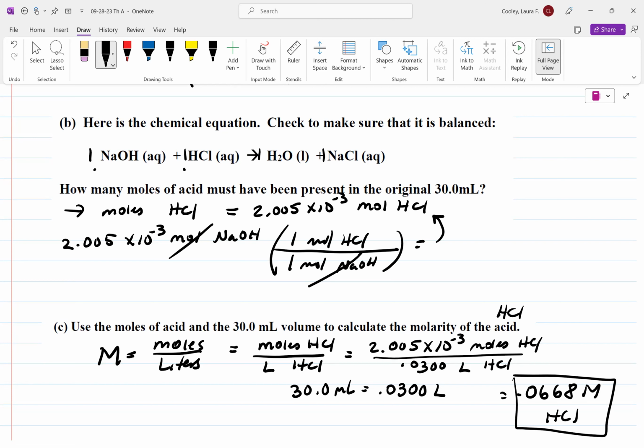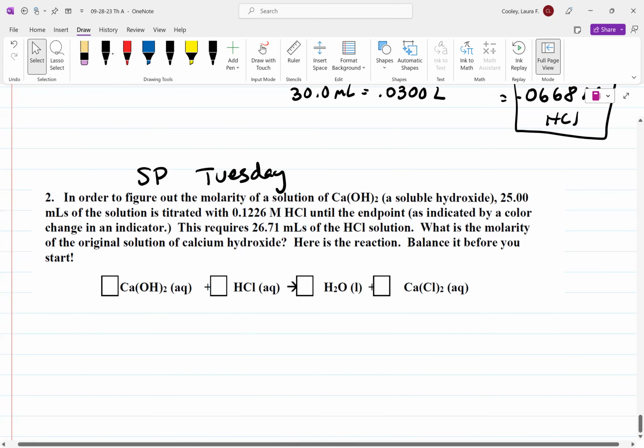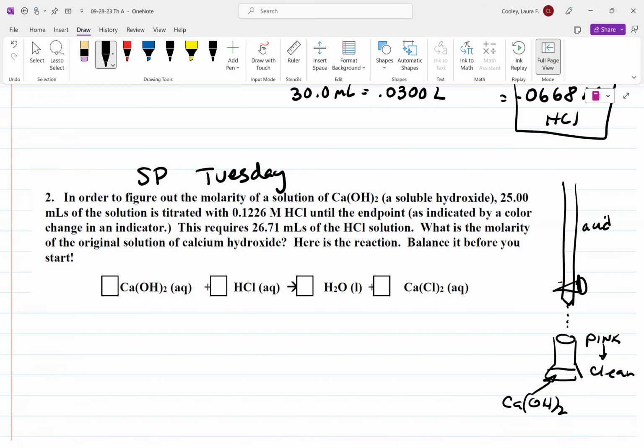If you look at the next problem, it's a little different because the known concentration is the acid. So this would have the acid in the burette, slowly adding to the solution of the base, calcium hydroxide. So this one would actually go from pink to clear. You don't need to know those details now, though. Just treat it as a stoichiometry problem. So this is a special problem. I'm not going to go over that.